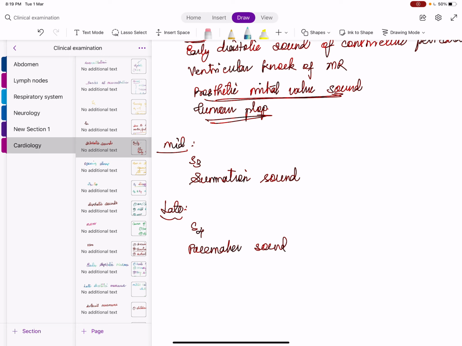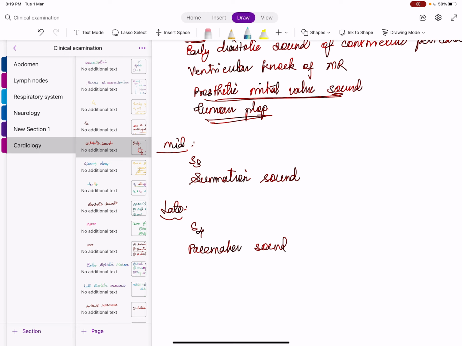But loud A2 is not our prime concern. We are more concerned about P2. When do you say P2 is loud? Same thing. I told you P2 is normally heard only in the pulmonary area. If you hear P2 in other areas, then it is loud P2. First thing: if P2 is louder than A2 at the base, in the aortic area or in the pulmonary area, it is loud P2.